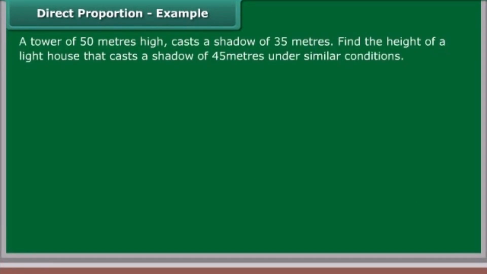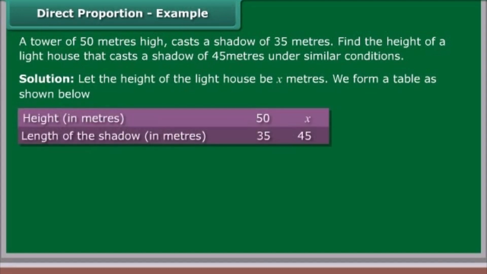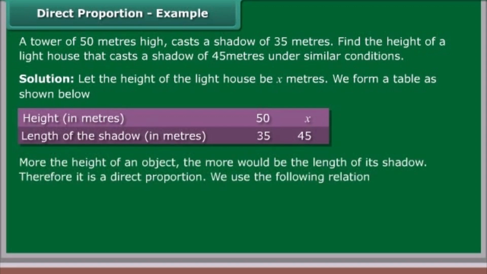Example 2. A tower of 50 meters high casts a shadow of 35 meters. Find the height of a lighthouse that casts a shadow of 45 meters under similar conditions. Solution. Let the height of the lighthouse be x meters. We form a table as shown below. The more the height of an object, the more would be the length of its shadow. Therefore, it is a direct proportion.